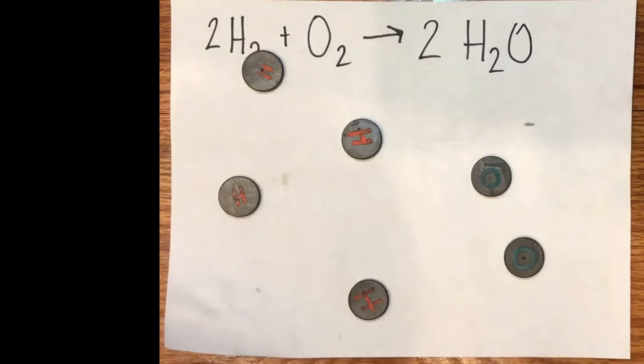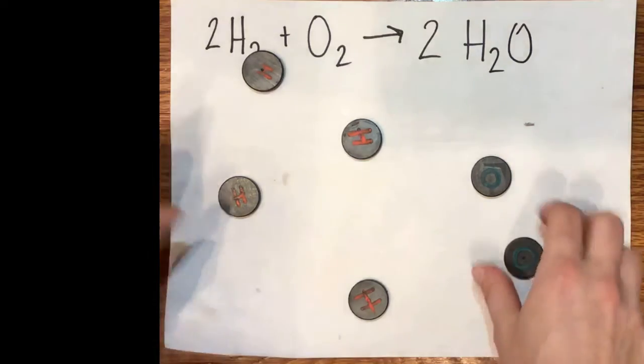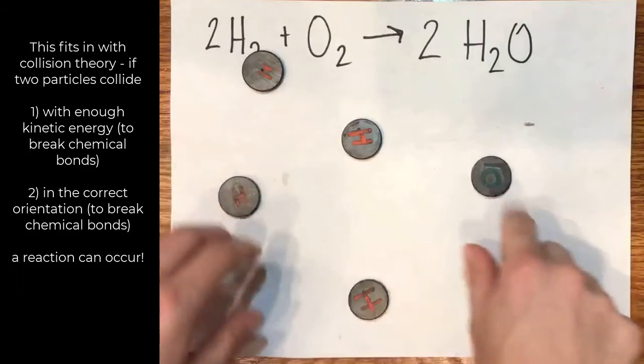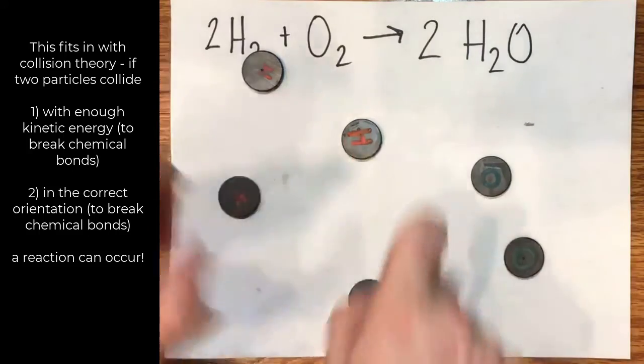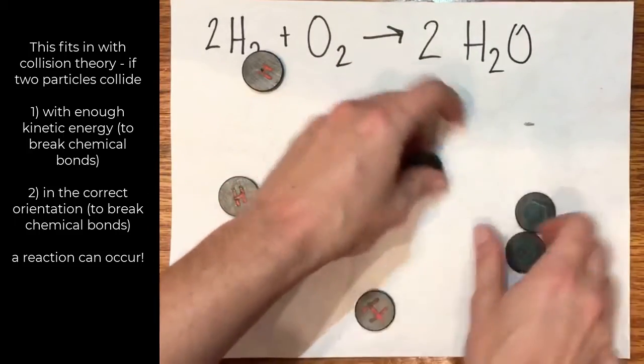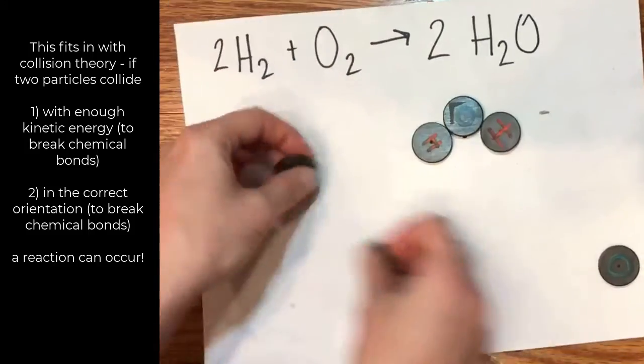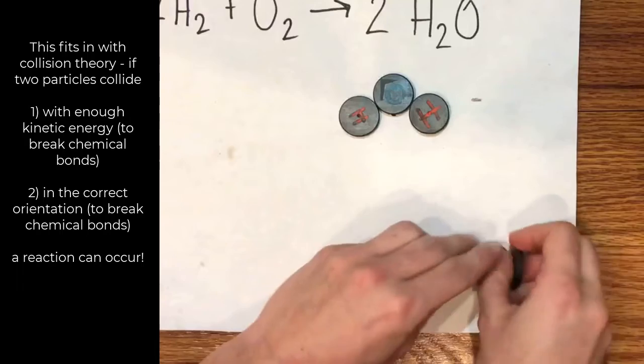Because probably the first time they collide, it won't be the exact right orientation, or they won't have the exact right amount of energy. But eventually they'll collide in such a way that causes all of the bonds to break between the oxygen molecules and the hydrogen molecules and allow for the new bonds to form.